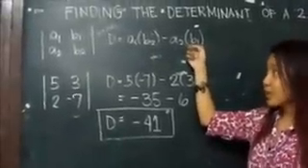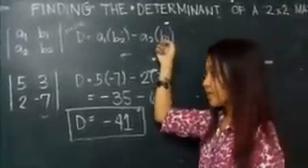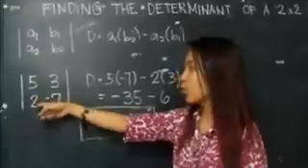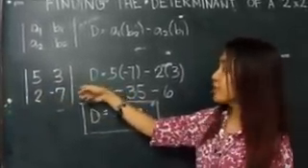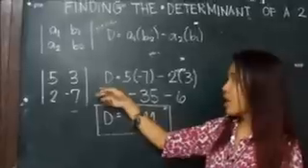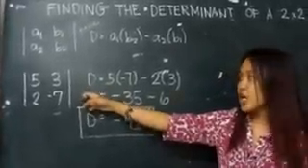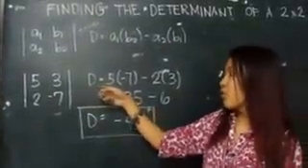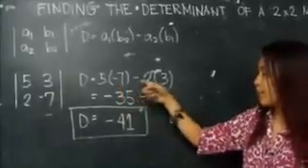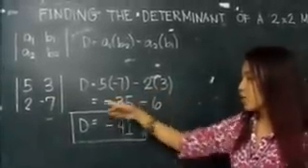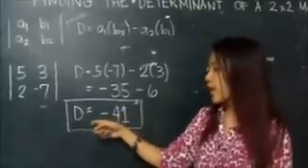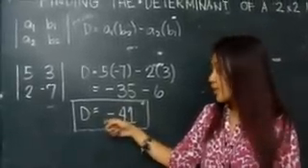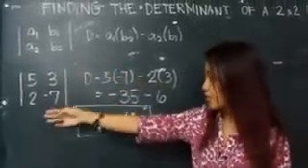In this 2 by 2 matrix, the set of elements is 5, 2, 3, and negative 7. To find the determinant of it, we will use the formula that is mentioned earlier. So, D is equal to 5 times negative 7 minus 2 times 3 equals negative 35 minus 6. So, we have negative 41. So, the determinant of this 2 by 2 matrix is negative 41.